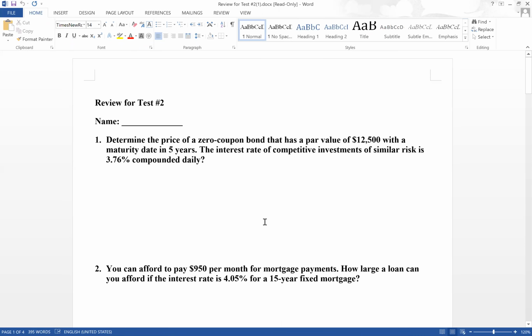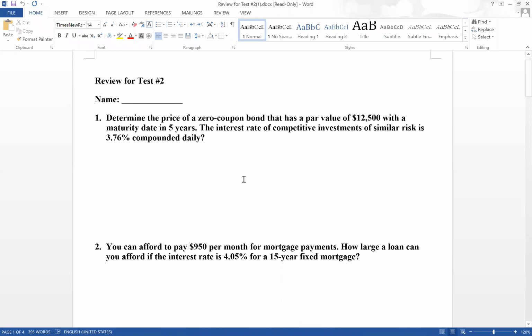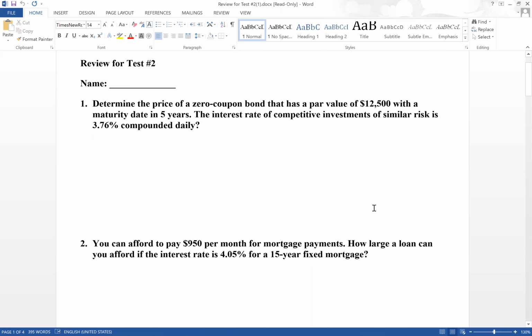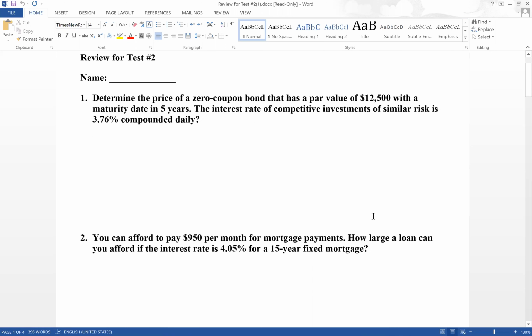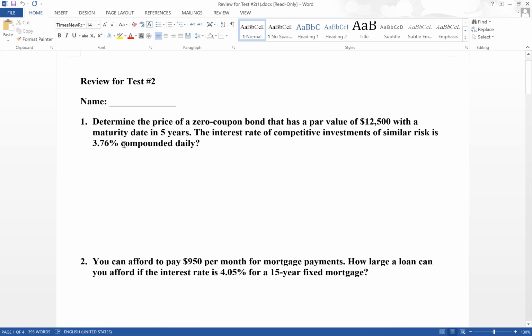Question number 1. So determine the price of a zero coupon bond that has a par value of $12,500 with a maturity date in 5 years. The interest rate for the competitive investment of similar risk is 3.76% compounded daily. So here, the compounding period is daily.